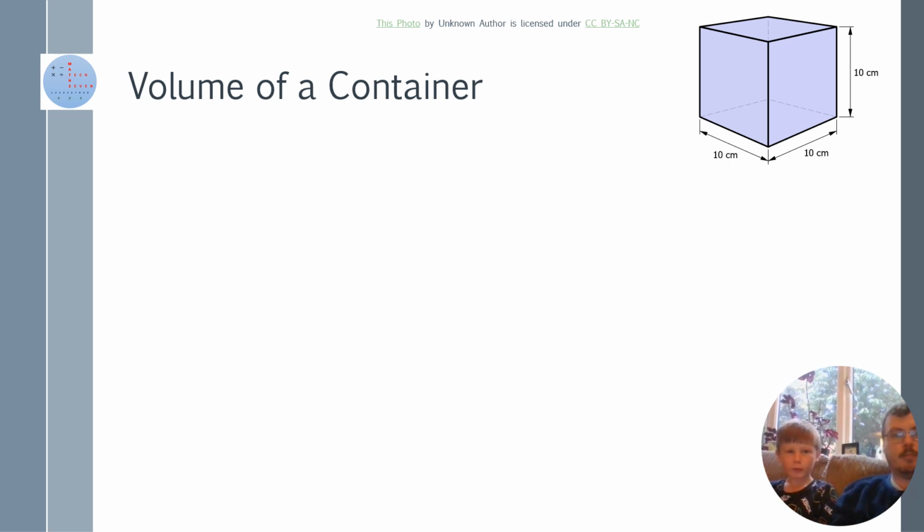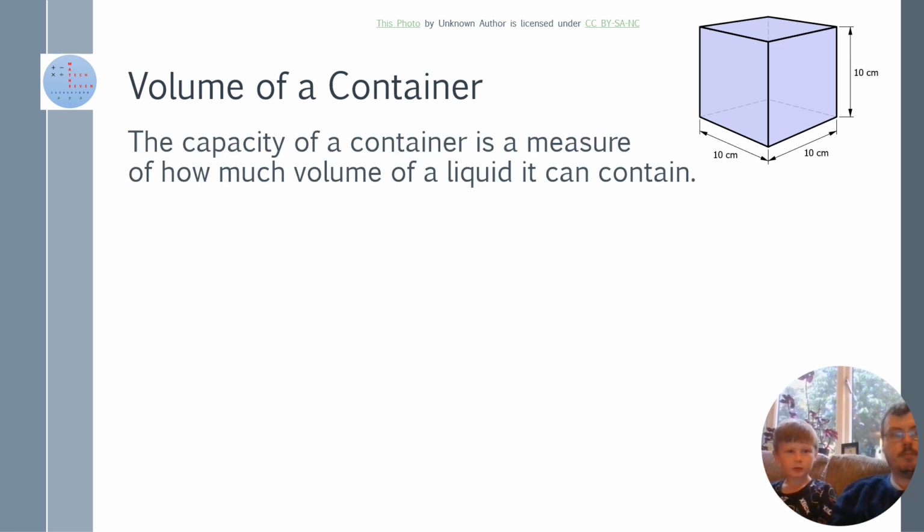So the volume of a container is and the capacity of a container is a measure of how much volume of liquid it can contain. So 1 litre, which is a common unit of measurement, is 1,000 cubic centimetres.